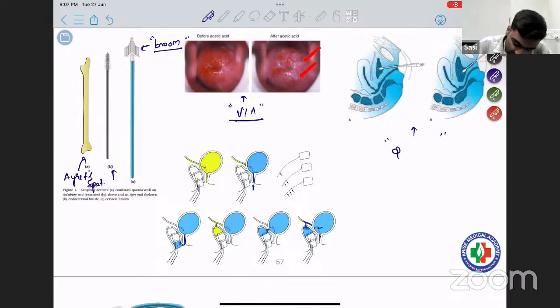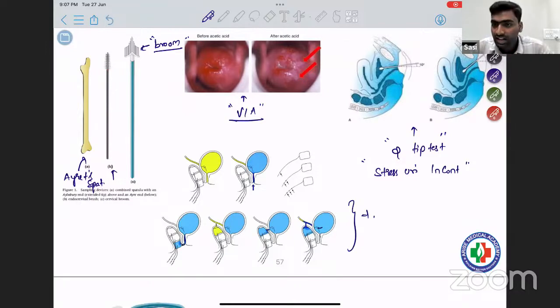It is known as the Q-tip test, which is being used for the stress urinary incontinence. Fine. Next one. And this one is being used for the fistula, the level of fistula.